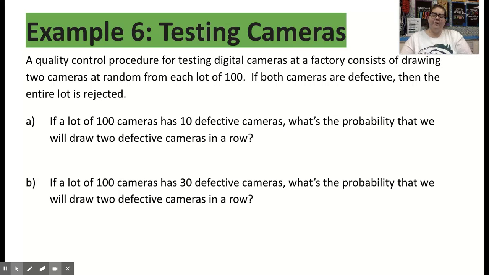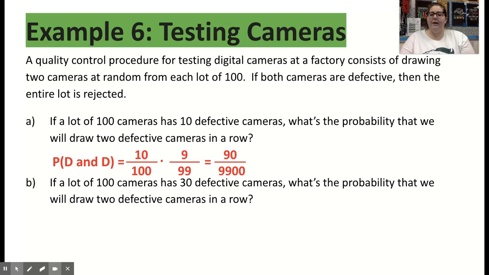So 10 of them are defective. We want to know if I were to pick randomly, what's the probability that I get 2 defective cameras in a row? So I want a defective camera and another defective camera. The first time I pick, there's 10 defective cameras out of 100 total. Second time I pick, there's only going to be 9 defective cameras because I already picked one, out of 99 total. Multiply the top, multiply the bottom. It gives me about a 0.009 chance of getting 2 defective cameras in a row, which is not very likely.